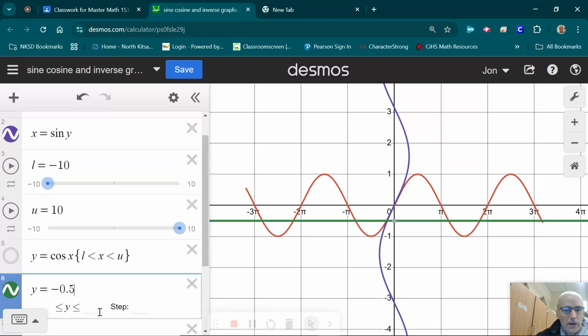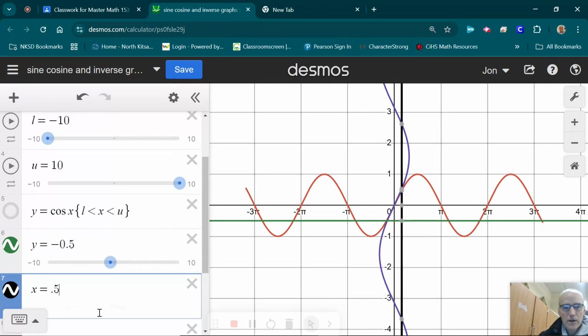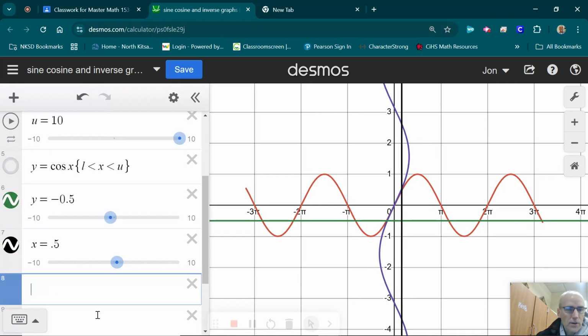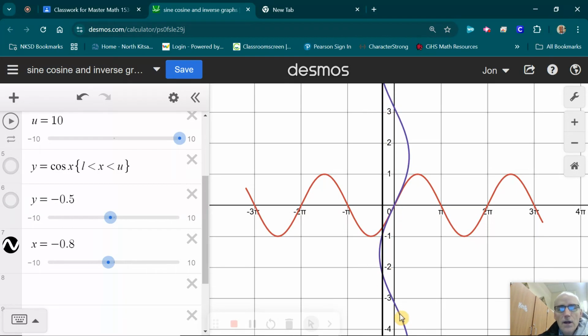So if I come down here and say x equals 0.5, and I say, yeah, go ahead and make that a slider, you can see, let me turn some other stuff off here, that my vertical line is crossing in more than one spot on the purple curve. So this is what the inverse function looks like, because it's taking every one of these x, y's and switching them. You notice how the domain was from negative 3 pi to positive 3 pi, roughly negative 10 to positive 10.